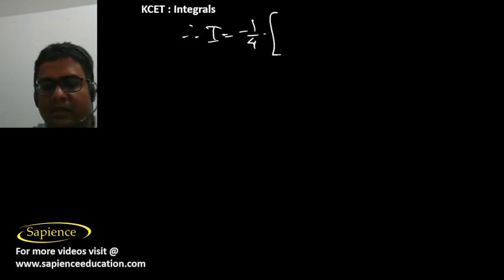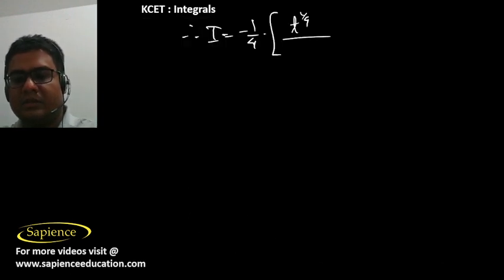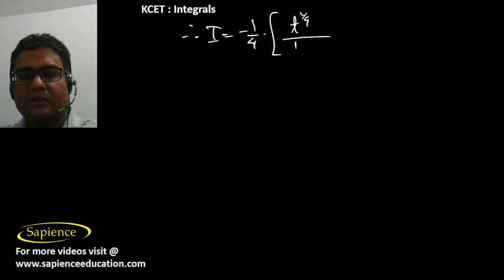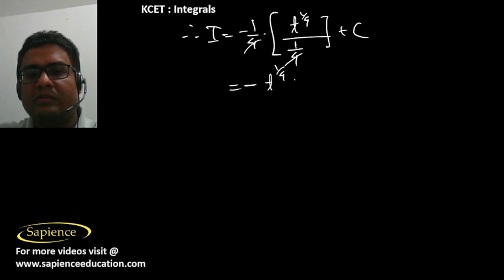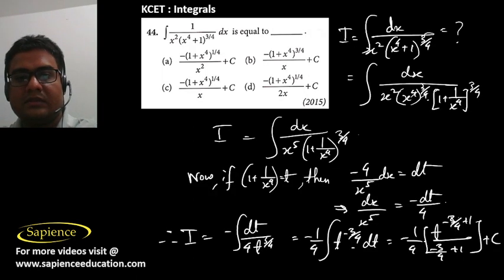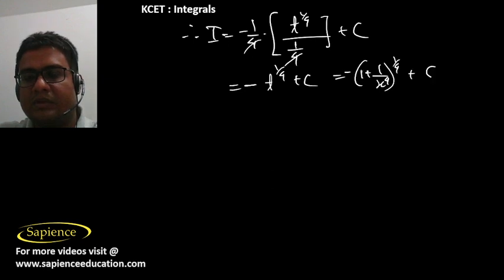So therefore the integral I is equal to minus 1 by 2 t power minus 3 by 4 plus 1, that is t power 1 by 4 by 1 minus 3 by 4, that is also 1 by 4 again, and 4 will cancel out, plus c. So this is minus t power 1 by 4 plus c. So t is 1 plus 1 by x power 4. So this is minus of 1 plus 1 by x power 4, whole power 1 by 4, plus c.